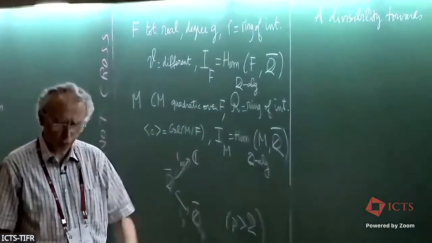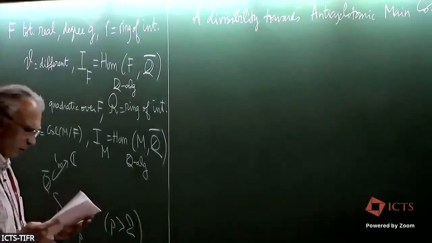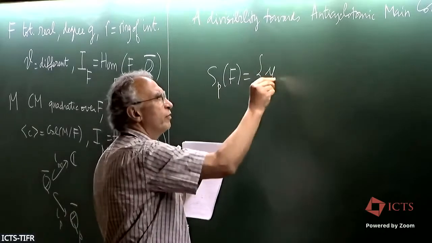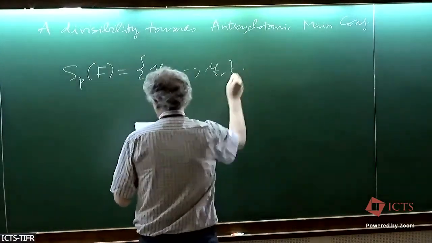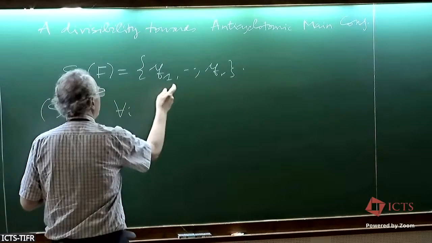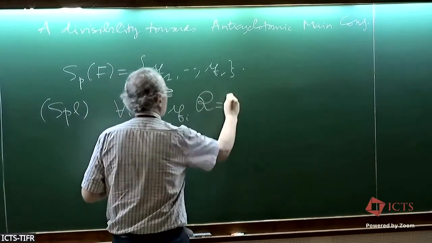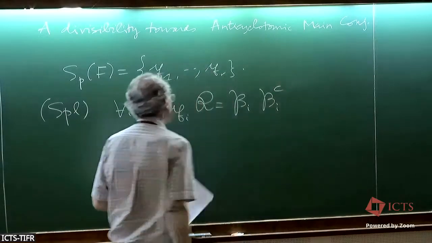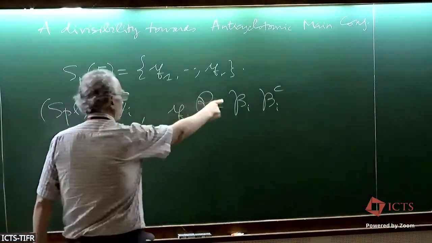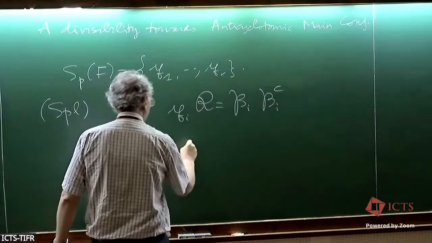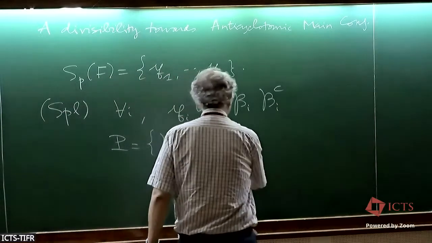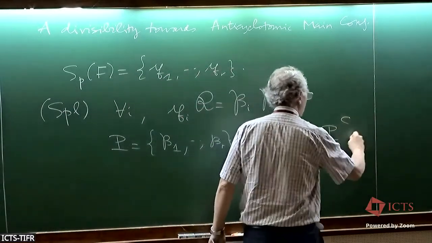Our prime p will be always greater than 2. And so we consider the set of places above p inside F. And we assume the fundamental assumption that for any i, p_i splits in M. So we choose half of these primes, so let's say P_1, ..., P_r. And of course this set has the property that P disjoint union with P-bar is S_p(F).